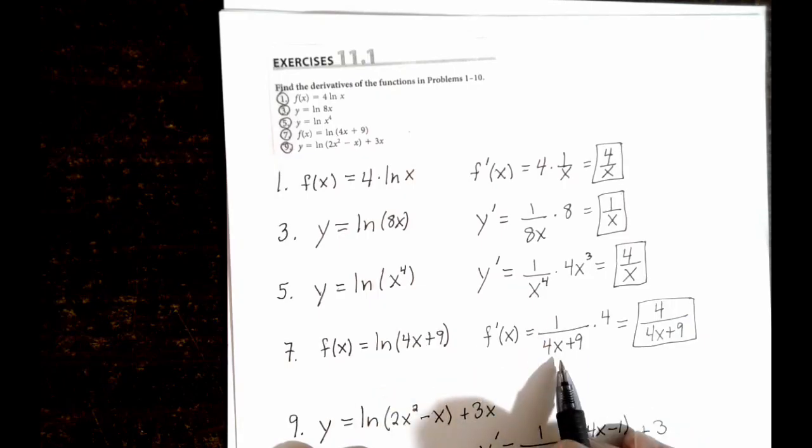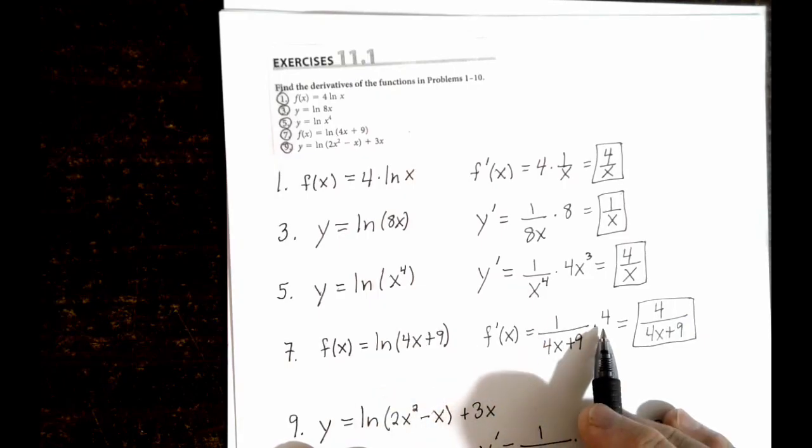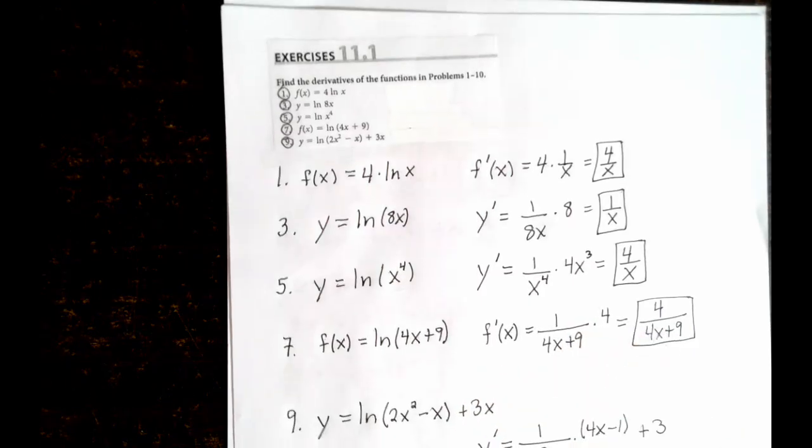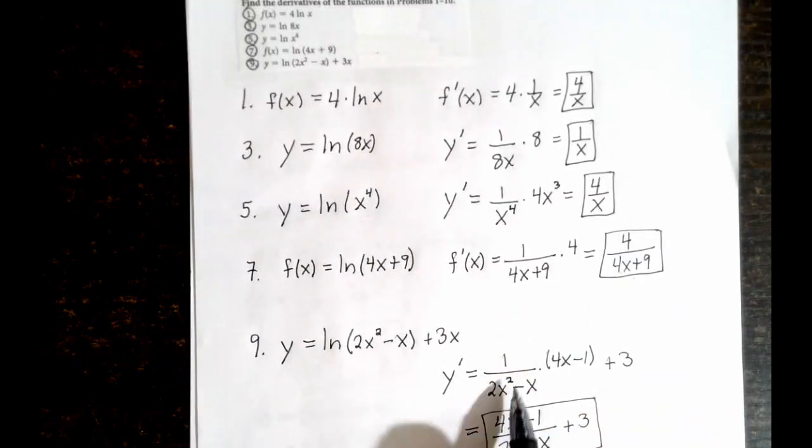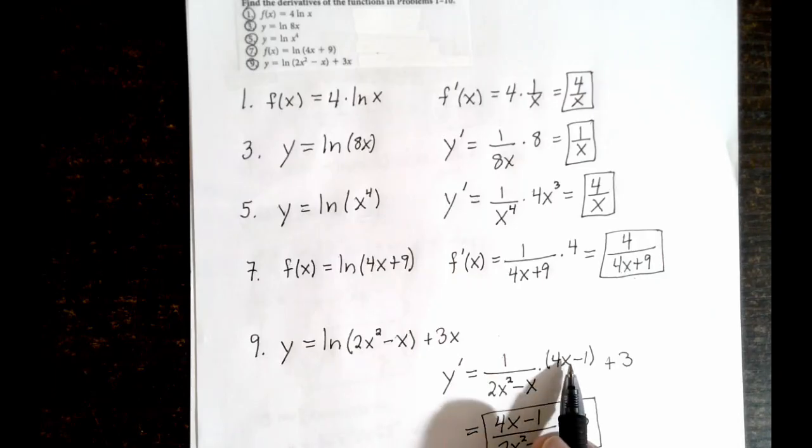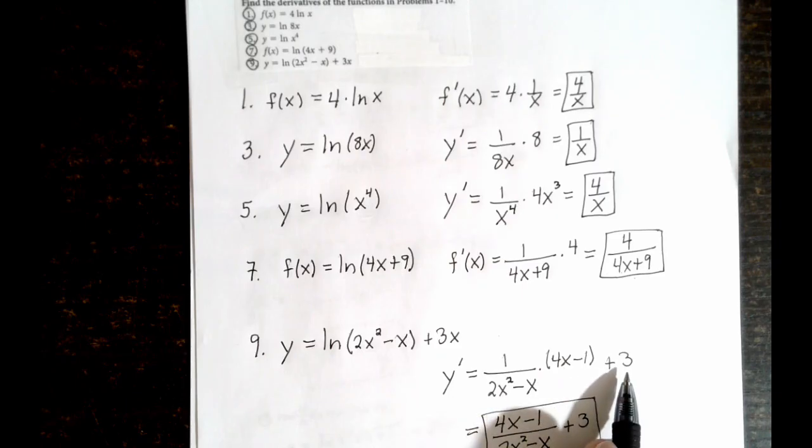This guy is 1 over 4x plus 9 times the derivative of 4x plus 9, which is just 4. And so you get that guy there. This guy is 1 over the 2x squared minus x times the derivative of that, plus the derivative of 3x, which is just 3.